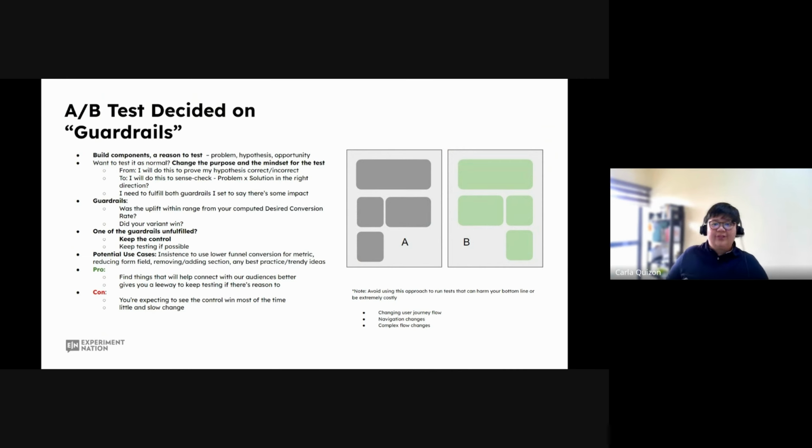With this setup, you can expect that the control will win most of the time. And if the control keeps winning, we keep trying to figure out why our variant keeps losing despite our previous research. So from there, we pick up what we learned and then adjust our test or expand.